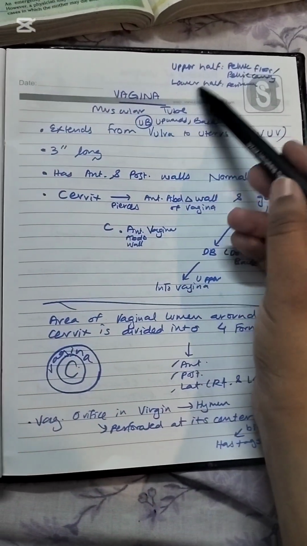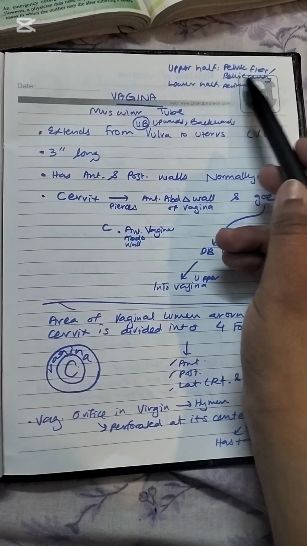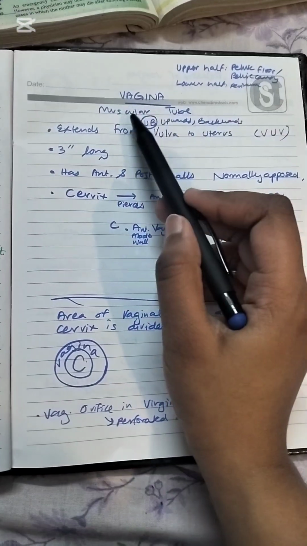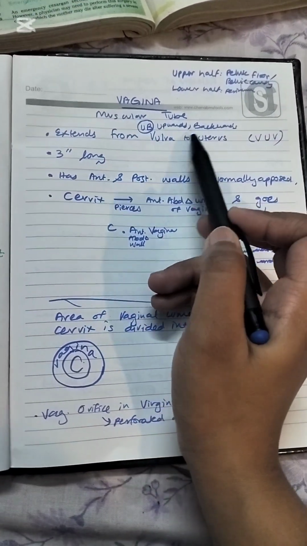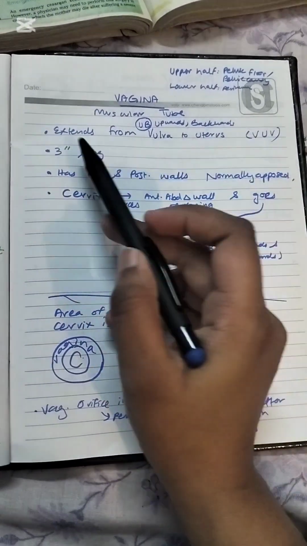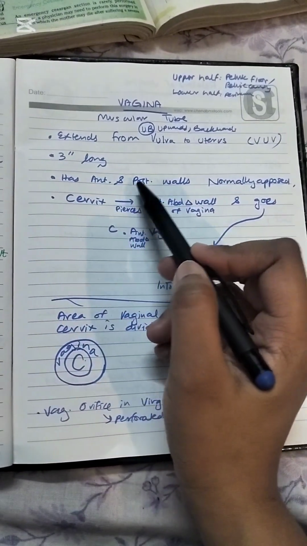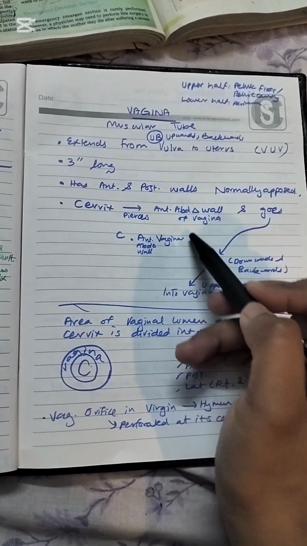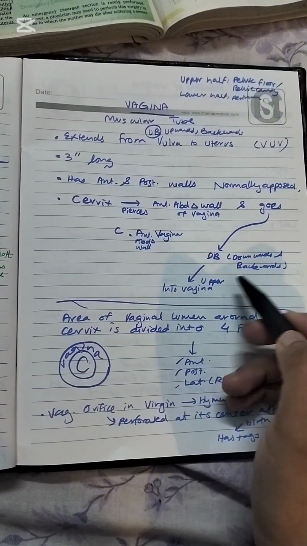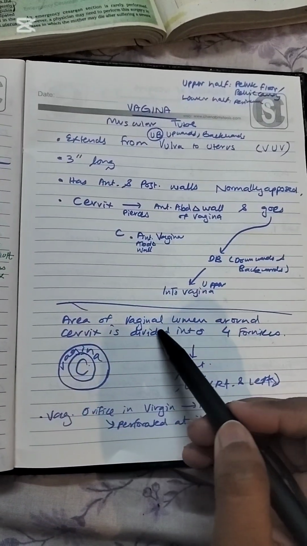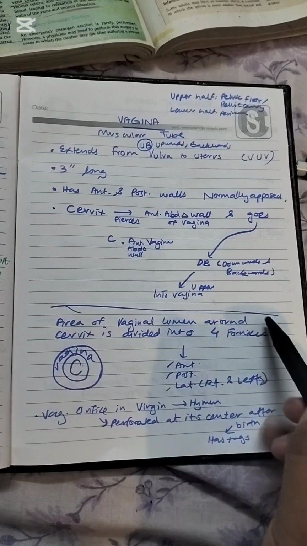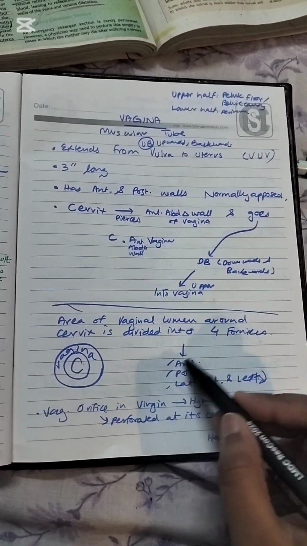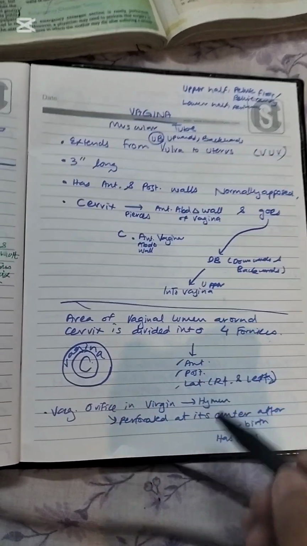So the upper half of the vagina is in the pelvic floor or pelvic cavity. The lower half of the vagina is present in the perineum. The vagina is a muscular tube, and it extends upwards and backwards from the vulva to the uterus, VUV. It is 3 inches long, and it has anterior and posterior walls, which are normally in apposition, and the cervix pierces the anterior wall of the vagina and goes downwards and backwards into the upper part of the vagina. The area of the vaginal lumen around the cervix is divided into 4 fornices. We have an anterior fornix, posterior fornix, and right and left lateral fornices.